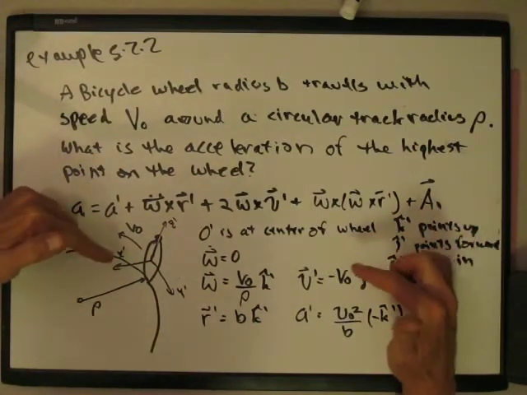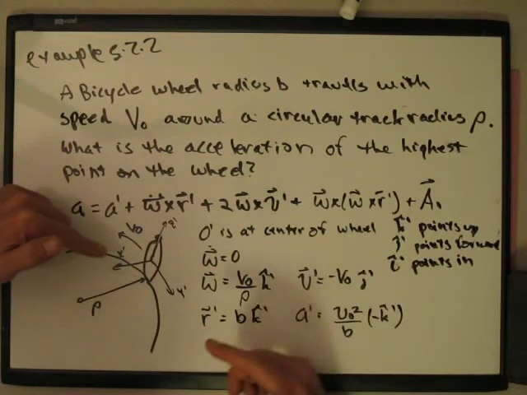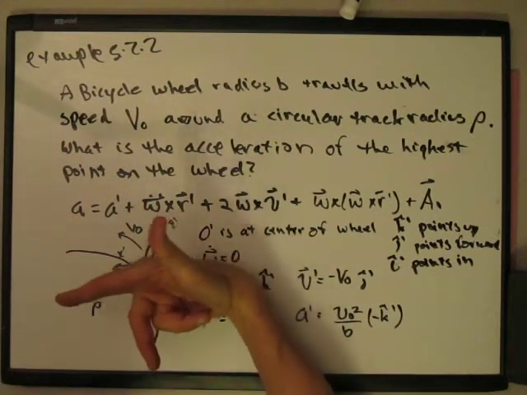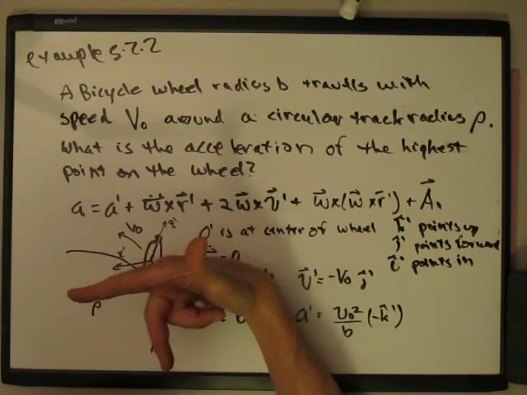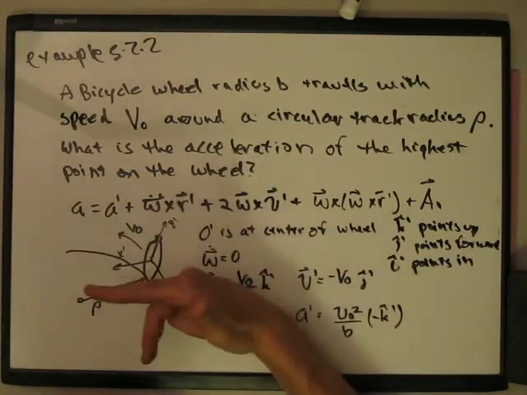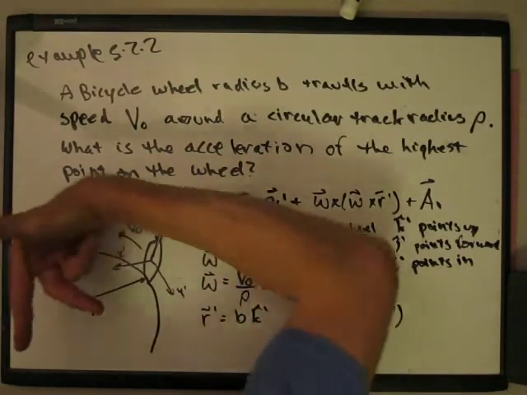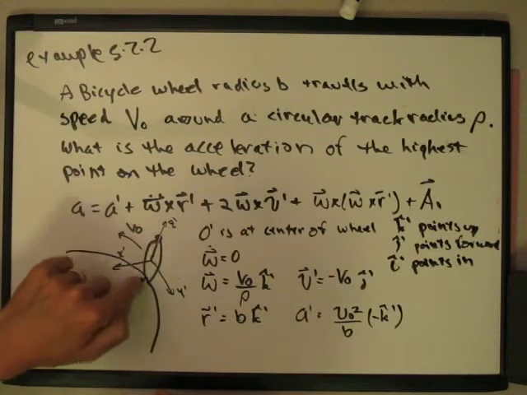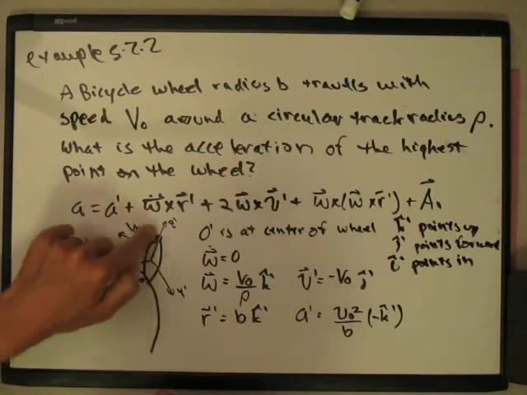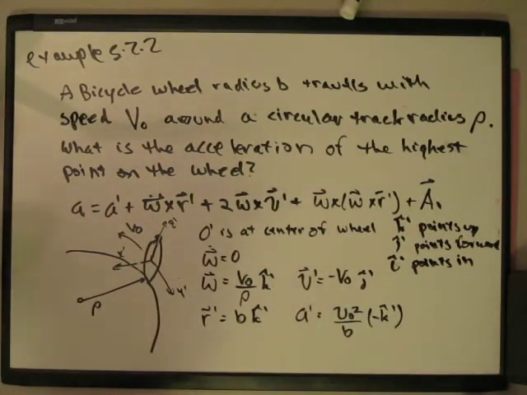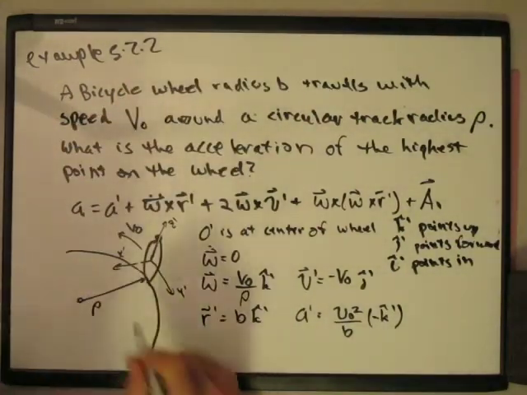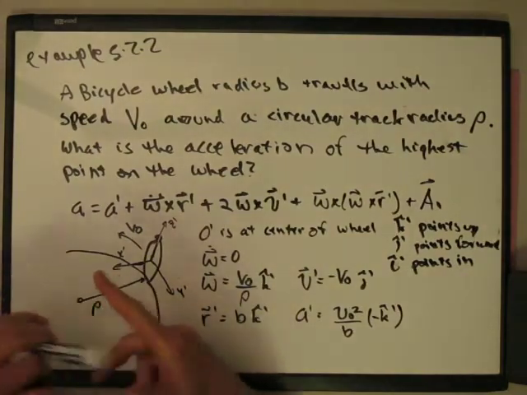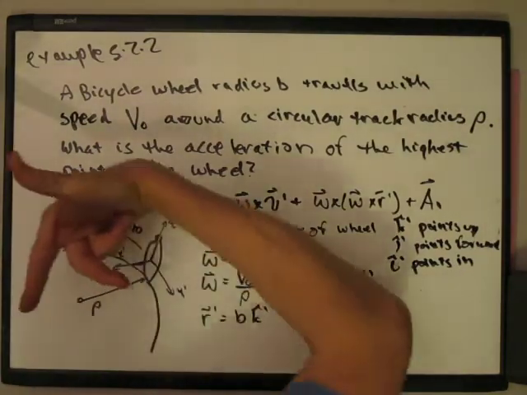Now when we pick a frame for this, we don't want to pick a frame that's rotating too much, and so what we're going to do is pick the frame attached to the center of the wheel, but not also turning with the wheel. This frame is just going to go around with the wheel, so in our prime frame, the wheel will be spinning in the y prime z prime plane, and the x prime axis will always point in the direction of the center of the circle, and so it's going to go around like this, basically.